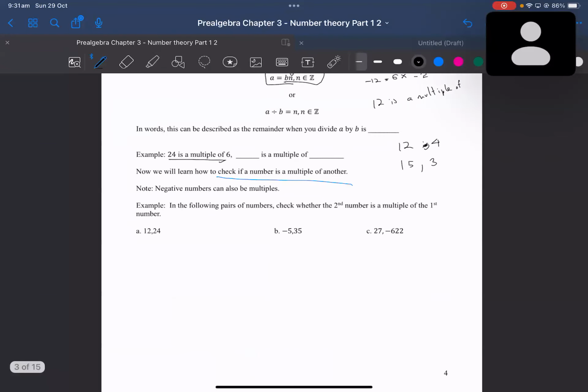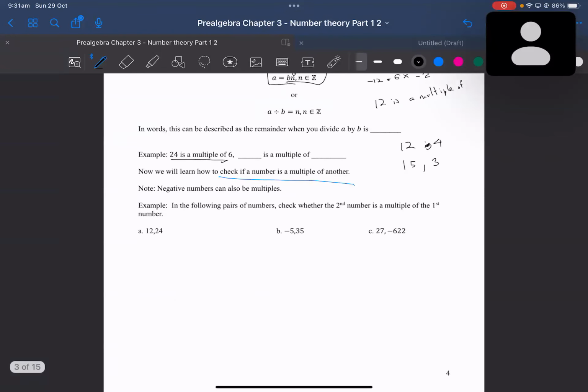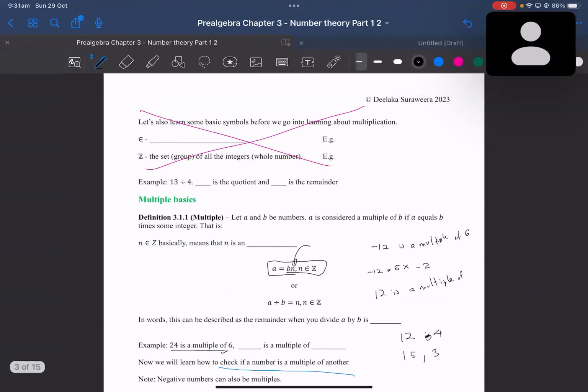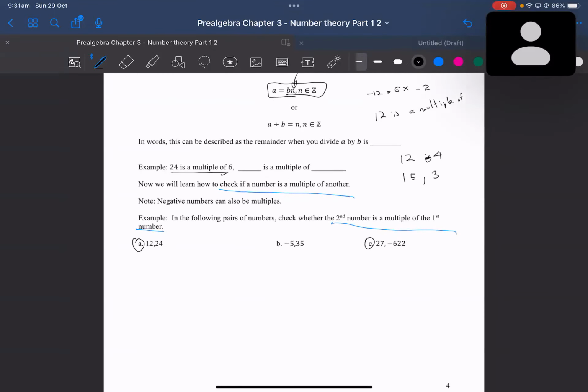Okay. So now we're going to check in this example if the second number is a multiple of the first number. We can do this by division. So what I want you to do is example part A. Actually, we'll do A and C together. We're going to check if the second number is a multiple of the first number.